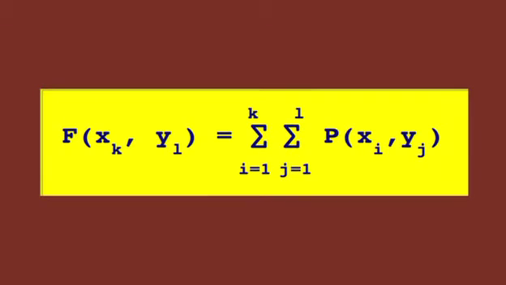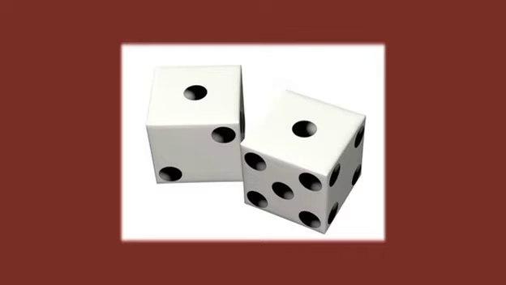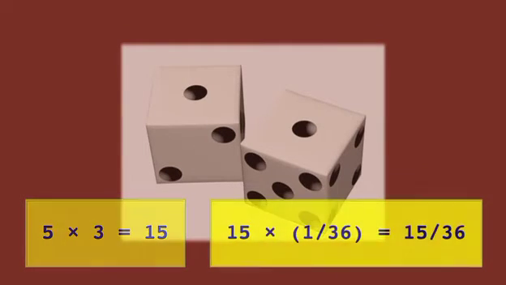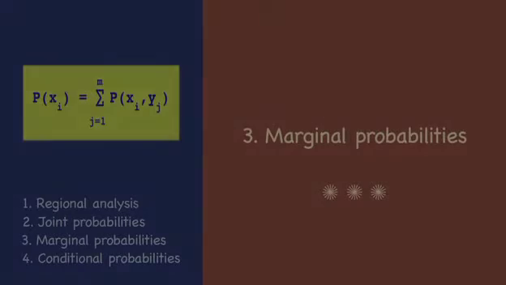Joint cumulative probabilities are defined in a similar way as for univariate probabilities, in which F of x sub k and y sub l is the joint cumulative probability. For the example of the two dice, the probability of A being 5 or less and B being 3 or less is the sum of all individual probabilities for all combinations of i and j, as i varies from 1 to 5 and j varies from 1 to 3.